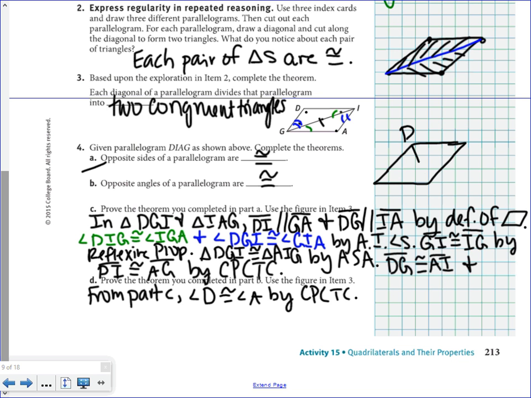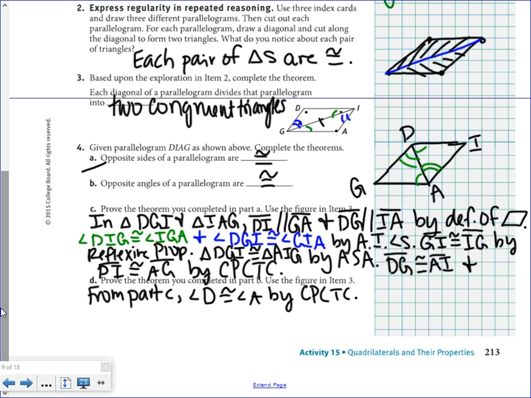So we're going to draw that diagonal from D to A. And we're going to do a very similar proof, but using the other diagonal. So we know that this angle and this angle are congruent, and we know this angle and this angle are congruent. And the reasoning is, again, alternate interior angles.